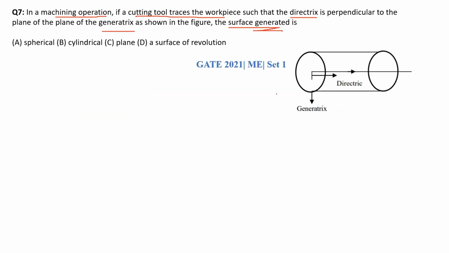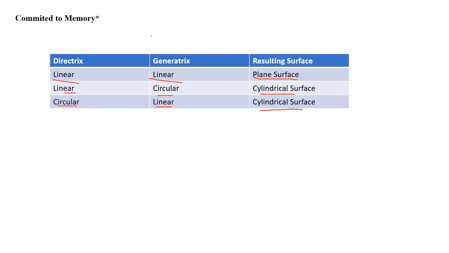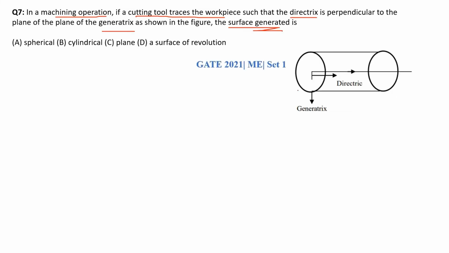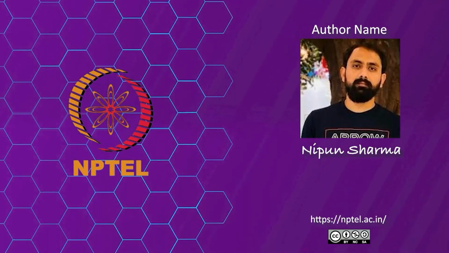Now let us go back to our question. He's asking, when the directrix is perpendicular to the plane of the generatrix, which case is it? It is the second case, where our directrix is linear and generatrix is circular, so the resulting surface it would generate is the cylindrical surface. To guess it faster, you just have to see that if the feed motion is circular and the generatrix is horizontal, the resulting surface would be a cylindrical surface. So in this case, option B is the correct answer.